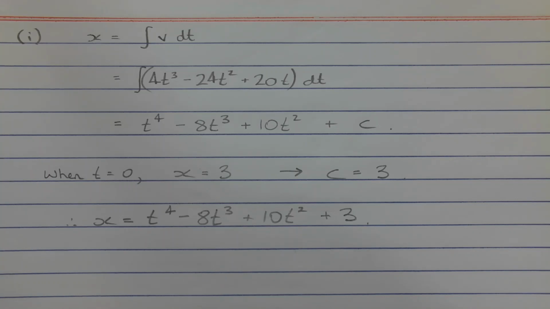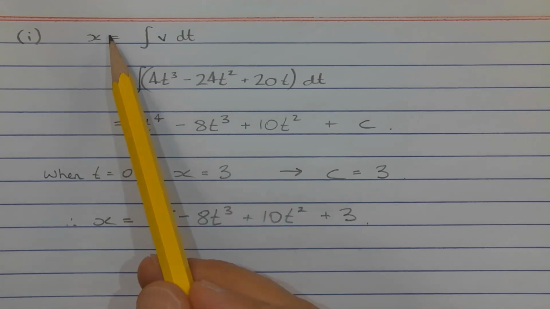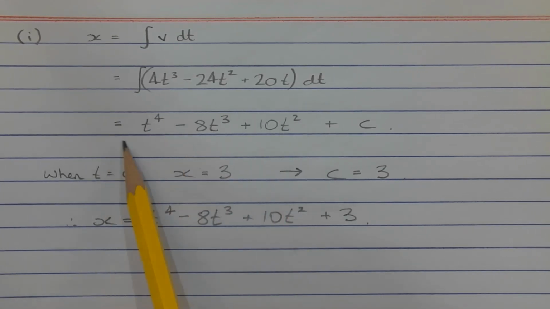a boundary condition. Now it's given that when t is equal to 0, x is equal to 3. So substituting 0 for t here, here, and here, we get 3 is equal to 0 plus c, which means that c is equal to 3. So putting that all together, we get x is equal to t to the power of 4 minus 8t cubed plus 10t squared plus 3.